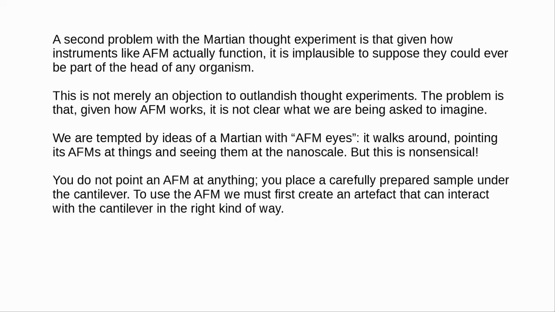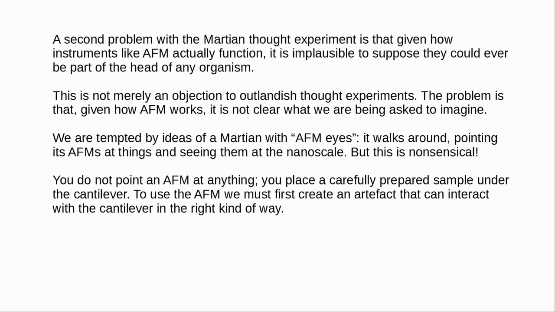You place a sample under the cantilever. These samples have to be carefully prepared. First, the sample must be cut to an appropriate size, then it must be fixed to an appropriate substrate to prevent any movement, which would otherwise interfere with the measurements made by the cantilever. Chemicals may need to be applied to make certain features more or less salient. I mean, the same is true for other types of sophisticated microscopy. When using such instruments, we first have to create an artifact that can interact with the instrument in the right kind of way so as to produce a usable image.